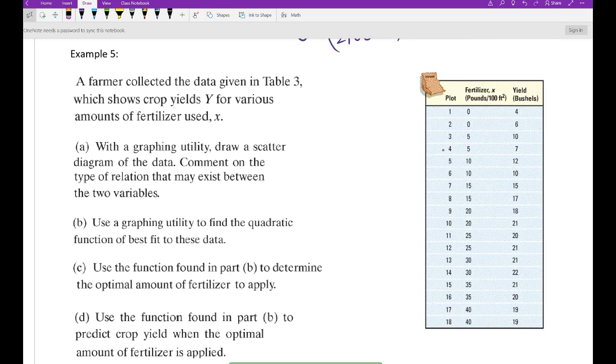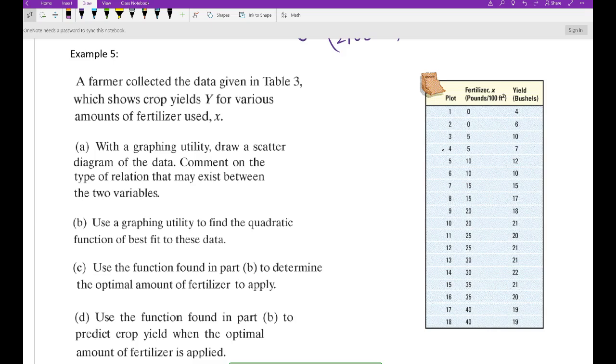A farmer collected the data given in table 3. Whoa, 3 columns. The table said there's a plot. How many plots do we have total? 18 plots, okay. And we are dealing with the fertilizer and how many bushels it yields.